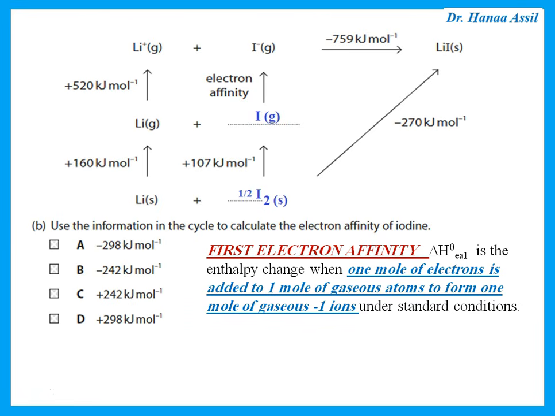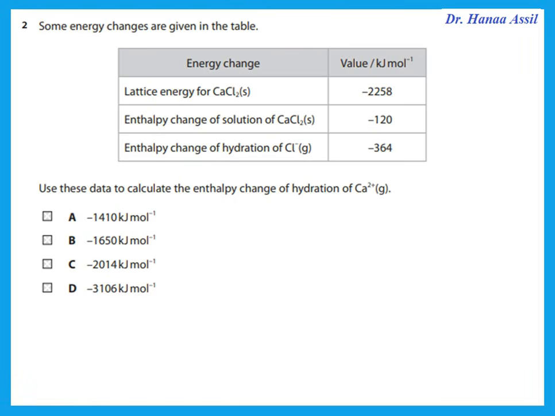So he wants us to calculate electron affinity. You should look at the direction of the arrows, and you should realize that all the arrows going up and to the right are equal to the minus 270. So from that calculation, you can get the value for electron affinity, and that comes out to be minus 298.